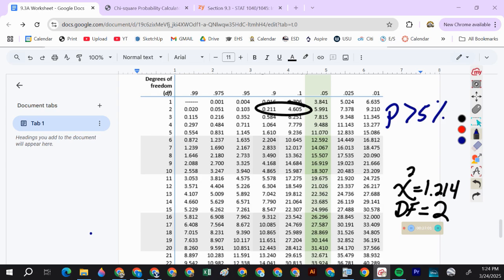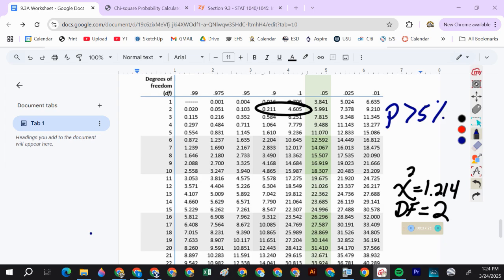So what's my answer? We accept the null, which means we what? They're not all equal. They all fit within the expected range of the national average. Okay?